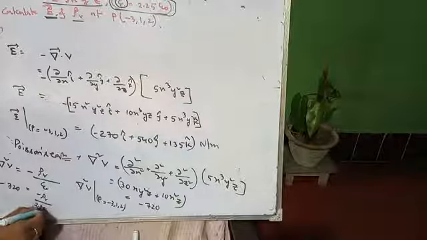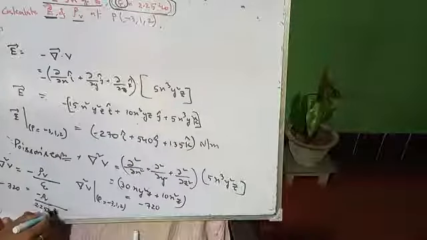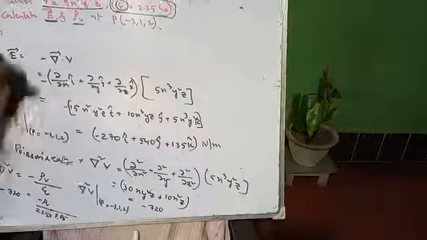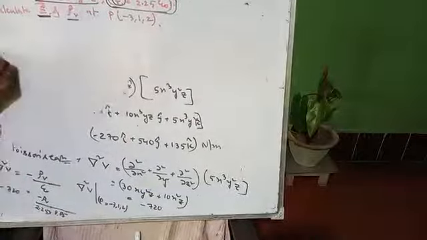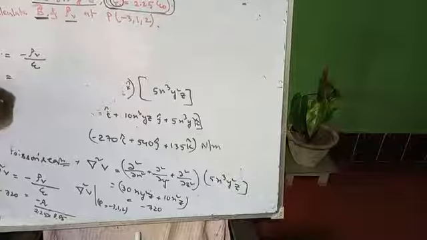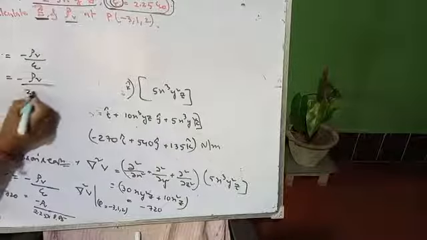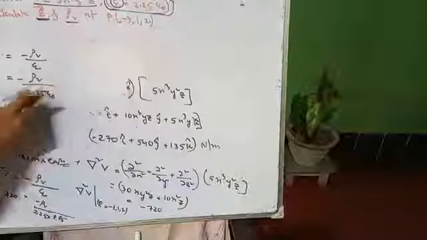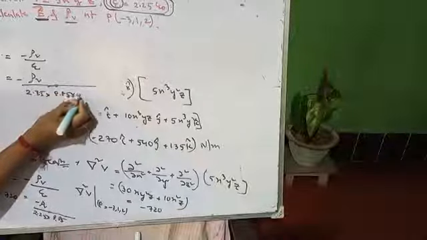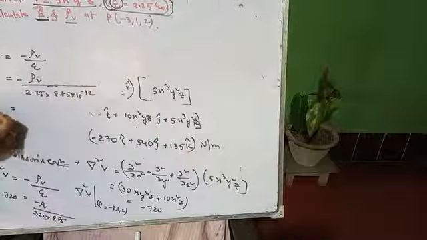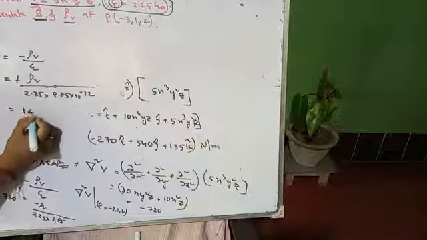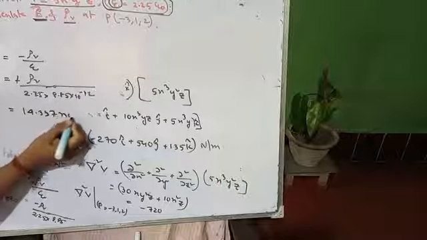Epsilon equals 2.25 times epsilon naught. What is the epsilon naught value? 8.85 into 10 to the power minus 12. So the Laplacian of V equals minus rho v by epsilon, that is minus 720 equals minus rho v by 2.25 epsilon naught. Bringing 2.25 epsilon naught to the other side and substituting epsilon naught as 8.85 into 10 to the minus 12, after calculating you get rho v equals 14.337 nanocoulomb per meter square.